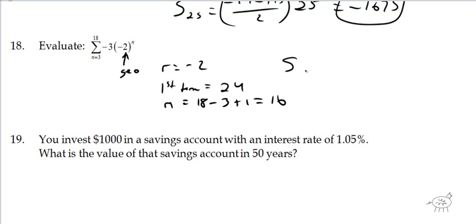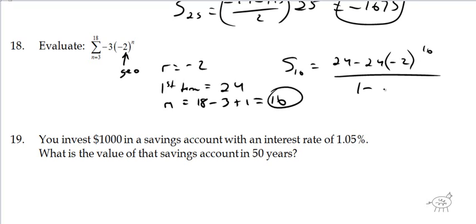So S sub 16 equals A sub 1, which is the first term, so it's 24 minus 24 times R, which is negative 2 to the nth power, and the nth power is 16, all over 1 minus a negative 2. Okay? And we put all that in our calculator, and we get S sub 16 is equal to negative 524,280.